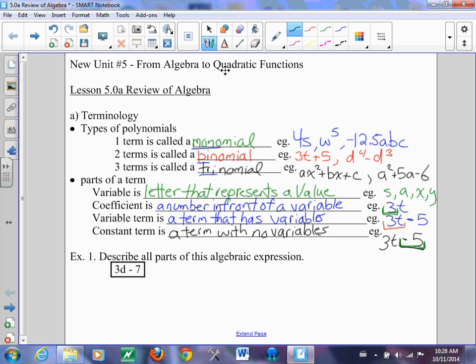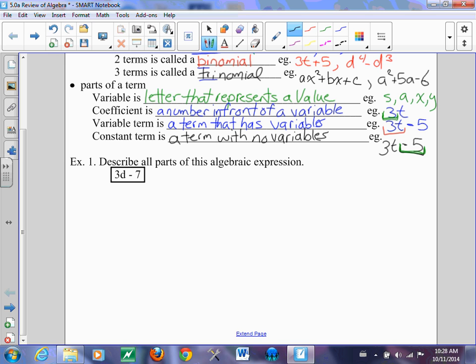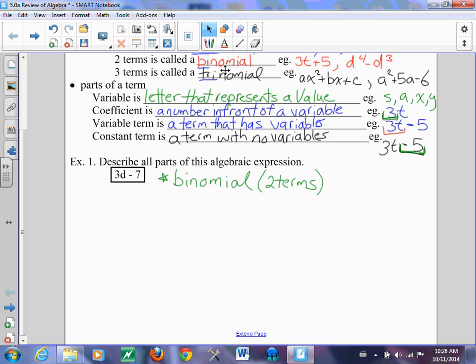Example 1, describe all parts of this algebraic expression. Well, first of all, let's identify what this expression is. Is it monomial, binomial, trinomial? And hopefully you realize this is a binomial, because we have two terms. Okay, let's split those two terms up. So we know 3d is the variable term.